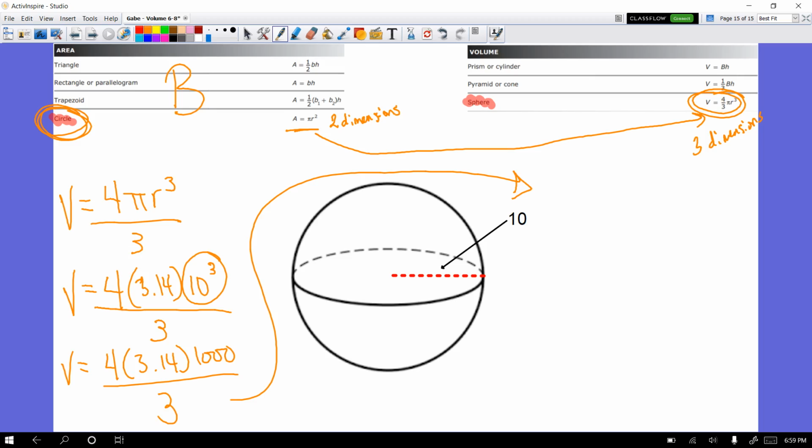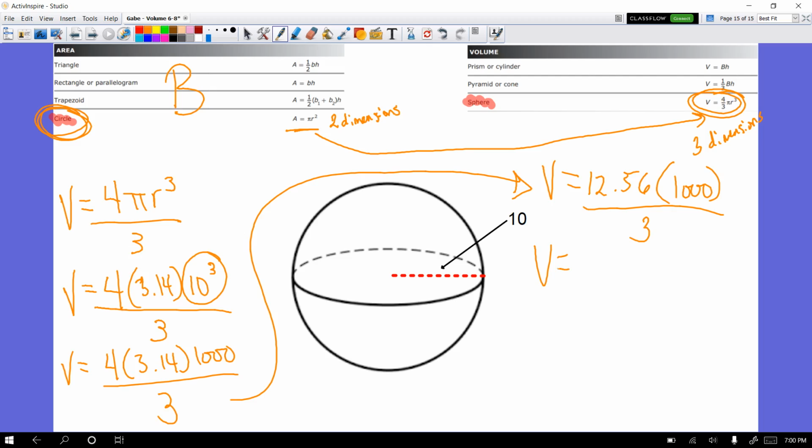Now I can just solve from left to right. Since everything's of equal and opposite power, I can just multiply, and then once that's done, divide. I'm going to start from left to right. So 4 times 3.14, which is 12.56 times 1,000 divided by 3.